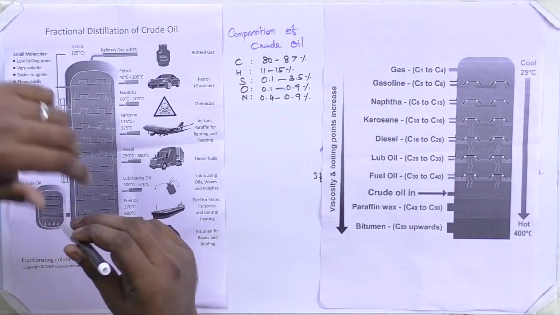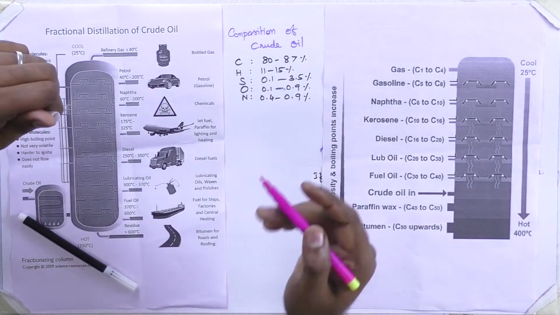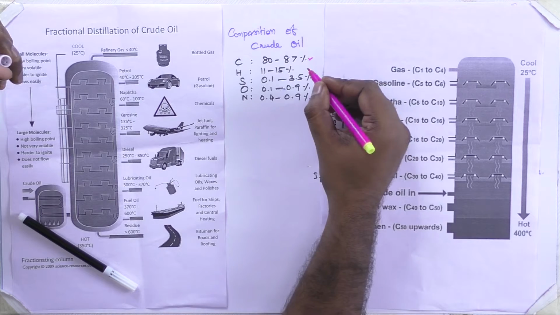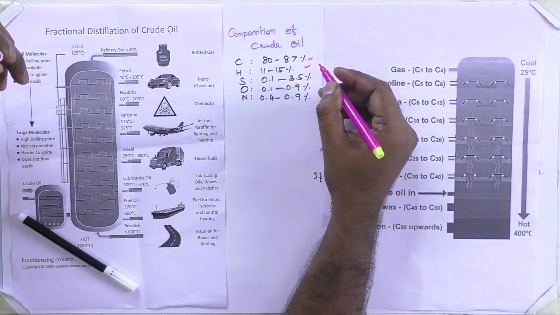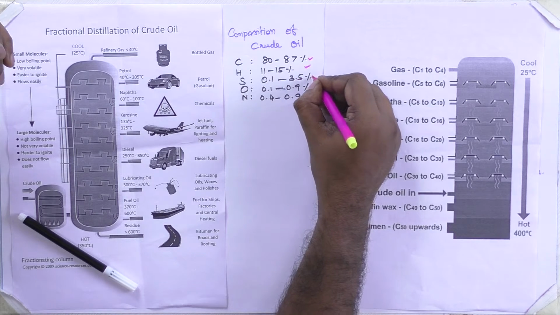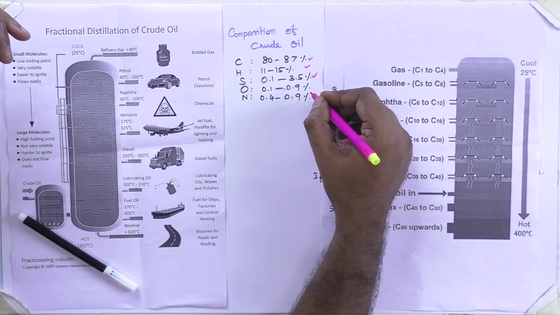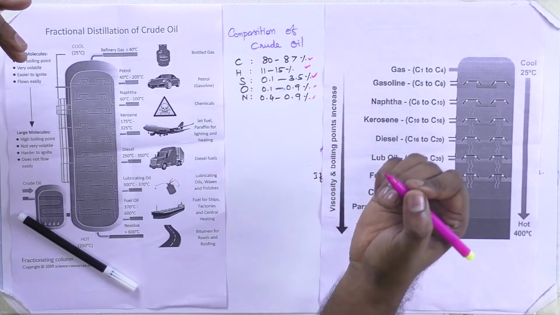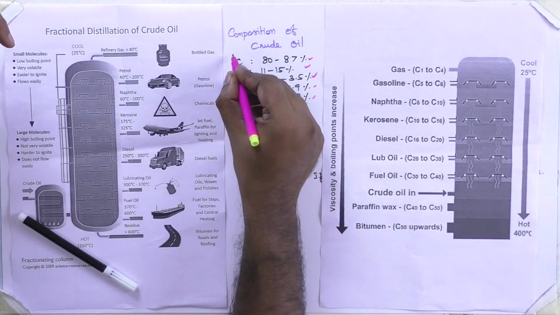First, we have to know what crude oil is and what combustion is. Crude oils are derived from natural resources. The composition of crude oil contains 80 to 87 percent of carbon and 11 to 15 percent of hydrogen and 0.1 to 3.4 percent of sulfur and very small amounts of oxygen and nitrogen, which are all seen here.